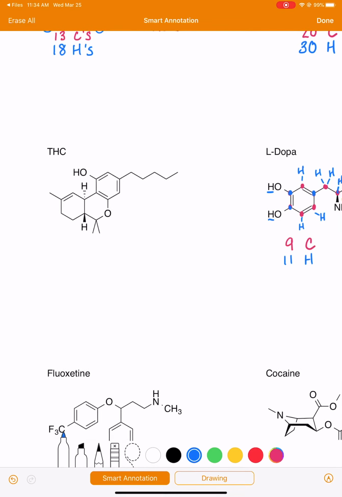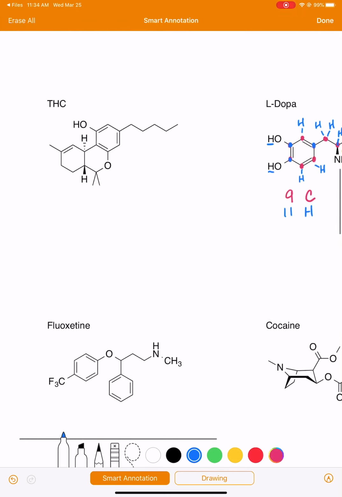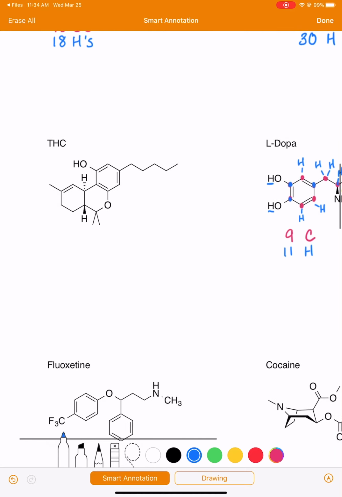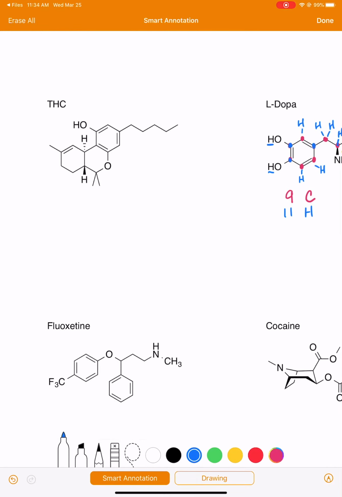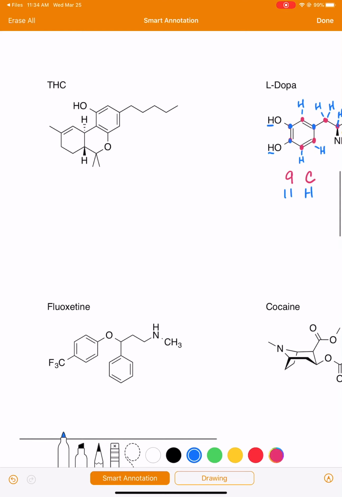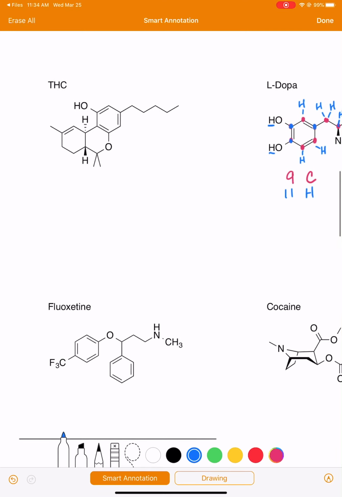Now, for the other 3 molecules on this page, they're bigger and they get trickier. And if we were meeting in class in person, we would definitely go through these as well. But since we are online, I'm trying to keep the content not super complicated. So I'm not going to go over how to count the carbons and hydrogens in these remaining 3 molecules.